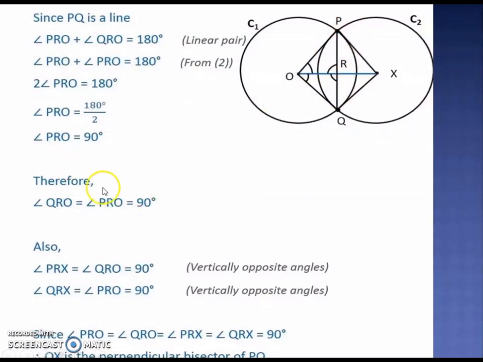Therefore they are perpendicular to each other. After proving these two are 90 each, that means they are perpendicular. Also by CPCT, PR and RQ are equal. So this common chord is bisected at the point R. Therefore, we can say that the line joining the centers is the perpendicular bisector of the common chord.